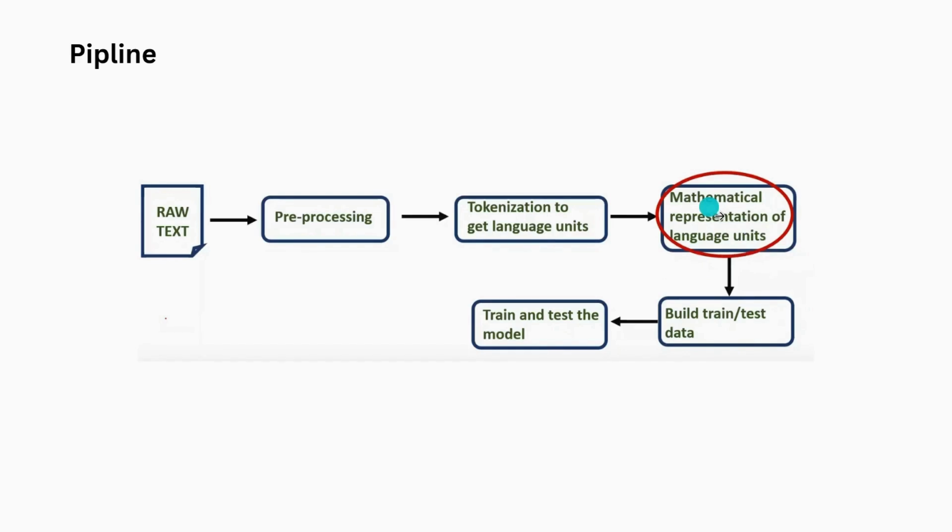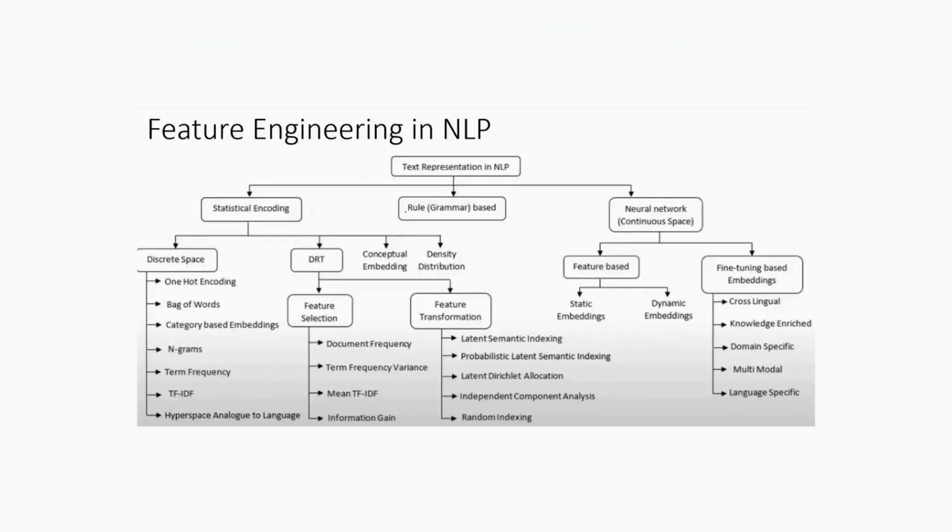There are mainly two types. Now we see the two types. Text representation in NLP is divided into three types, but mainly two: statistical encoding and neural networks. The rule grammar based approach is the previous one, used in the starting stages of text representation in NLP. In statistical encoding there are discrete space, feature selection, and feature transformation. In neural networks, there are feature based and fine tuned based embeddings.